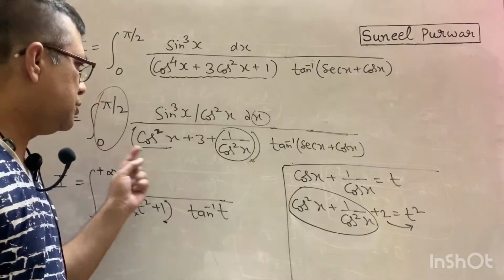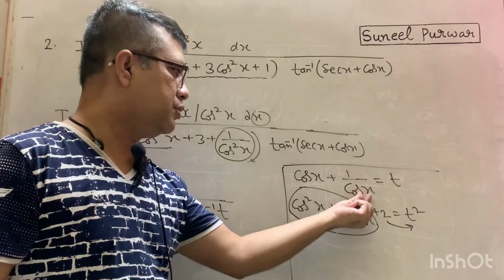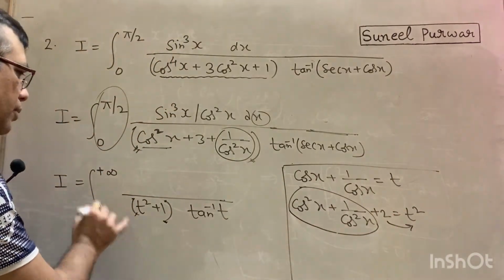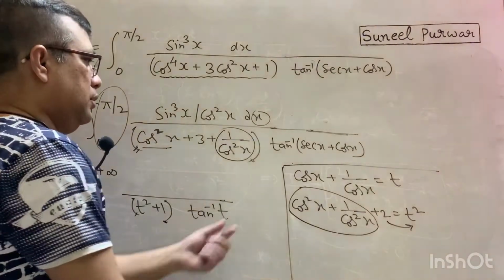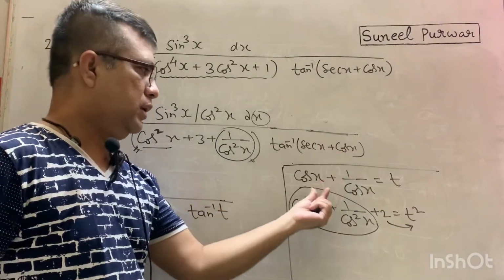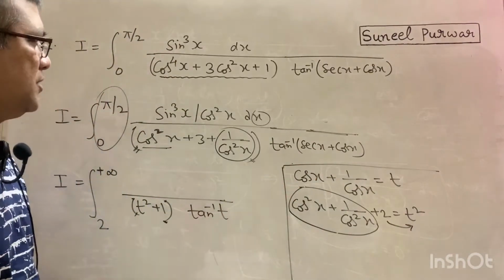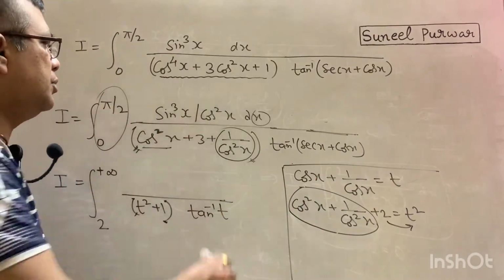Take the lower limit 0. On putting x equal to 0, cos 0 is 1, again cos 0 is 1. So this becomes 2. T equals 2. And this quantity is nothing but t only. So that becomes tan inverse of t. Now let's turn our attention to this numerator quantity.